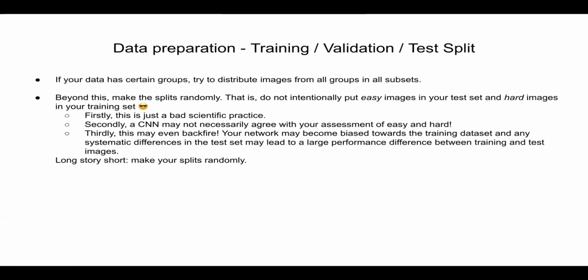Right. And if my data has certain groups, meaning if I have, let's say, 100 images and only 20 of them are unhealthy and 80 of them are healthy, then I want to divide healthy and unhealthy images equally amongst my training, validation, and test splits. I don't want to train on only healthy images and then test on unhealthy images, right? But beyond this, I want to make the splits randomly. That is, I don't want to introduce any biases in one of the sets, because that's not going to end well.